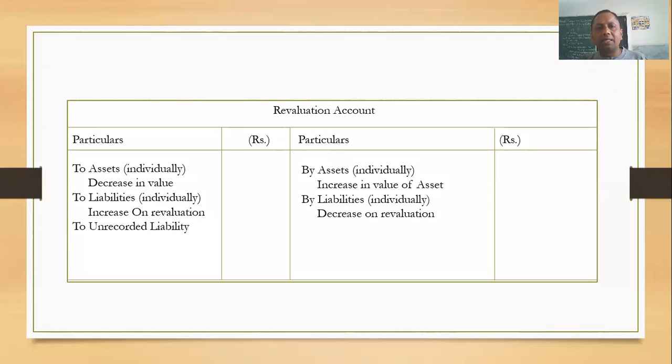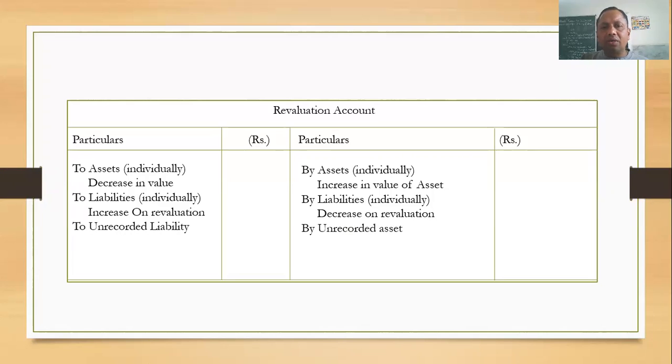The next point is decrease in liability. On the credit side, asset increase is shown and liability decrease is shown. In the next example, creditors are decreased by 10,000, or a certain creditor is not paid. It means the liability is decreased, and the amount which is not paid to the creditors is shown on the credit side in the revaluation account. It shows the value of the decrease.